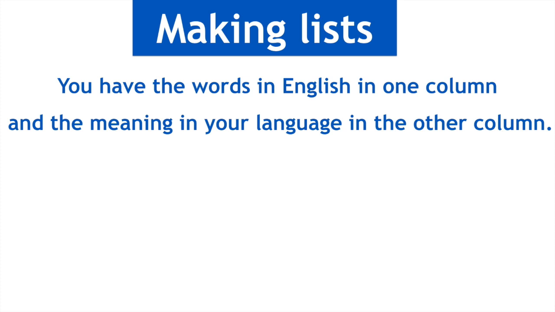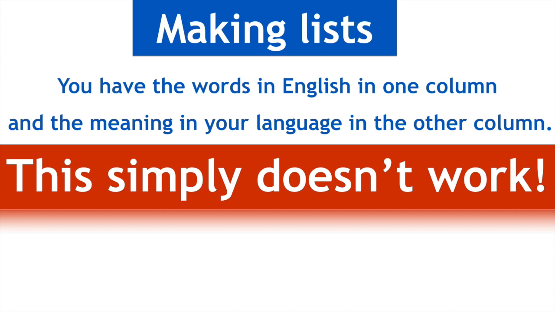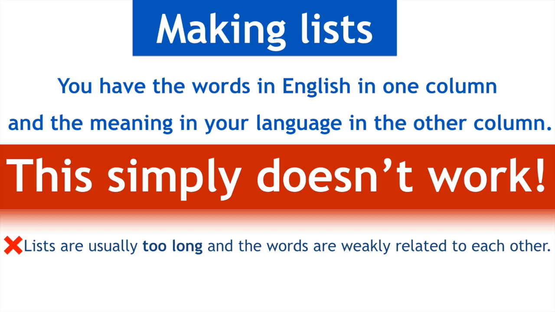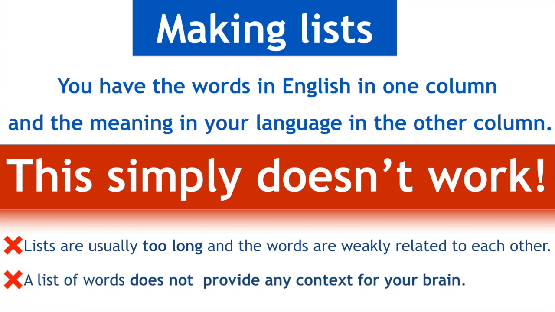Making lists. You have the words in English in one column and the meaning in your language in the other column. Although many people use this method, this simply doesn't work. The two main problems are that lists are usually too long and the words are weakly related to each other. A list of words does not provide any context for your brain.